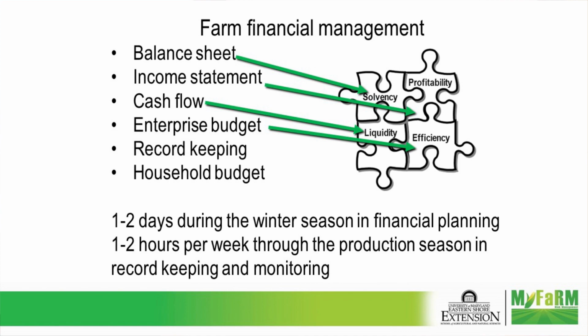Additionally, we'll talk some about some record keeping ideas and then that household budget. So I like this recommendation, and I think it's something that you want to write down on your calendar to do. I know people that are doing marketing and social media, they have to put it on their calendar to accomplish it. For your finances, 1 to 2 days during the winter season in financial planning, 1 to 2 hours per week through the production season in record keeping and monitoring. All right, it's going to fluctuate some, but really try to block off time.